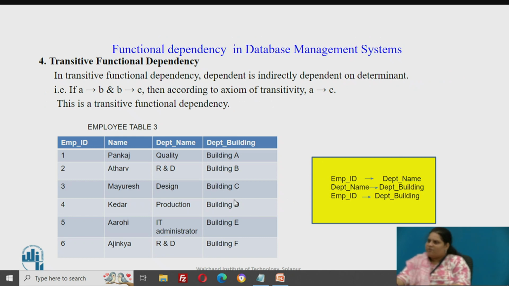Next is the transitive functional dependency. Right now we have seen the transitive rule for the transitivity. The same rule is applied over here. That is, if A is having functional dependency with B, and B is having functional dependency with C, then we can say we have the functional dependency of A with C. So one more employee table is over here. So here employee ID belongs to department name. Department name has functional dependency with department building. So we can have employee ID functional dependency with department building over here.